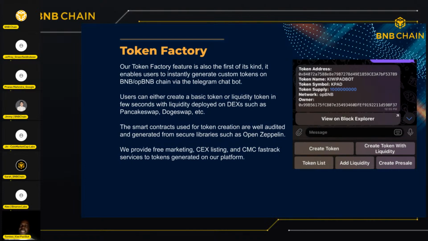Let's move to the next product, which is the token factory. This token factory is one of the fastest in the market right now. Users can generate tokens in seconds. All they need to do is go to our chatbot and input the details of the token they want to create on BNB Chain or opBNB Chain, and they get a token in seconds. Tokens on our platform also get free marketing from our affiliated marketers, and we provide support for centralized exchange listing and CMC fast track.